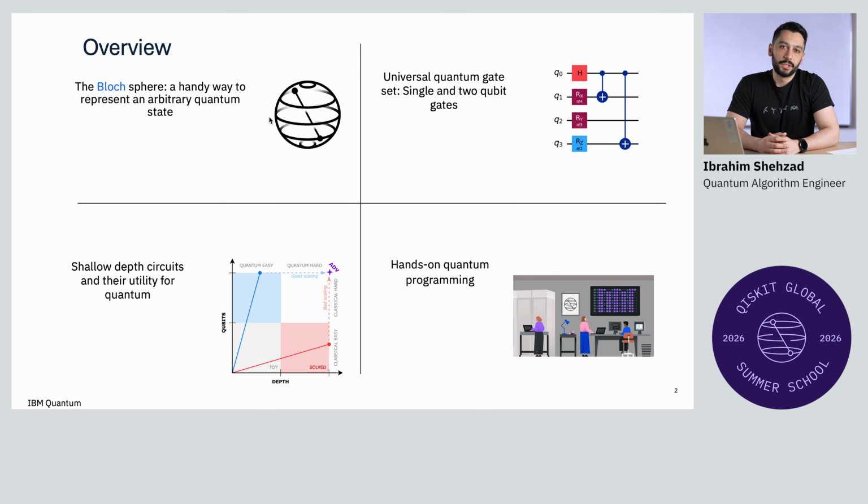So the outline for this lecture is as follows. We'll start by discussing the Bloch sphere. I'll define what that is. It's a handy representation of an arbitrary quantum state. From this, we'll branch off into discussing arbitrary quantum operations and the digital gate set that suffices to implement them. We'll then touch on the notion of depth of quantum circuits, which is something that largely determines which quantum circuits are capable of delivering useful results on existing hardware. Finally, we'll move on to some hands-on programming where we'll put all of these concepts to use.